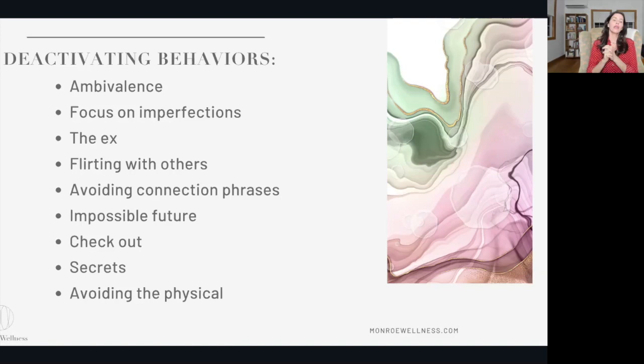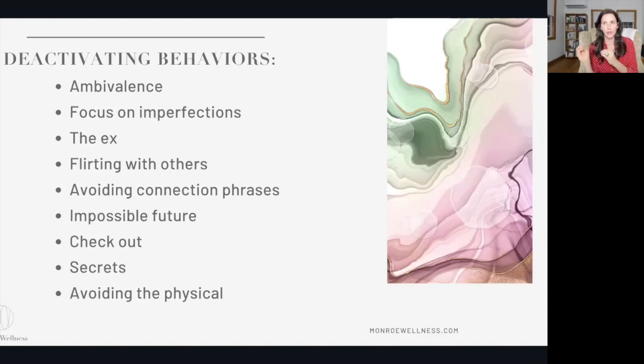So deactivating behaviors. A big one with avoidance is ambivalence. As avoidants, we do not like clarity, right? Because clarity on a relationship, like telling somebody where they stand with us, we aren't clear about most things in relationships. So we won't make clear plans. We won't tell someone clearly what we're doing.